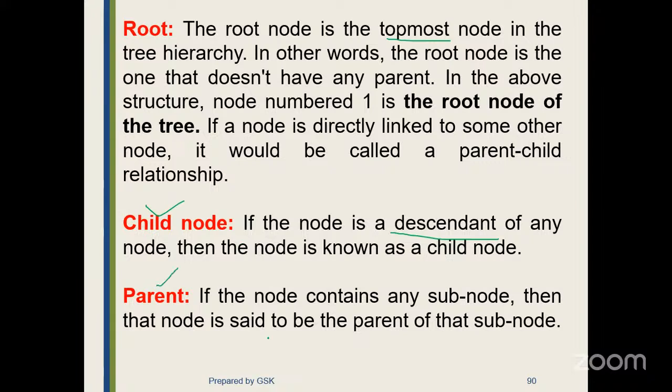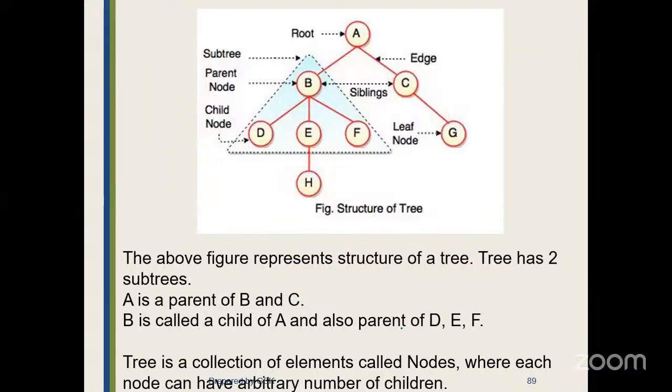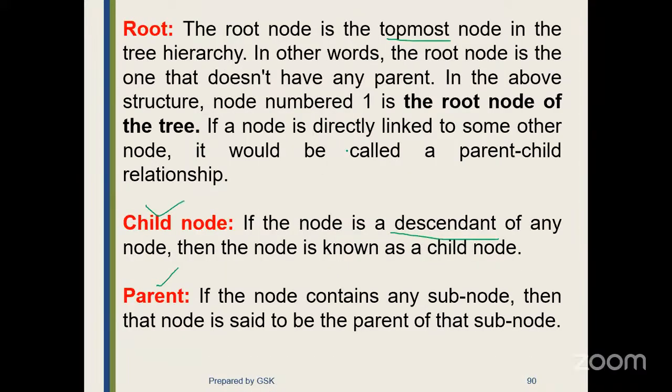Then parent node. If the node contains any subnodes, then that node is said to be the parent of the subnodes. If we observe, B is a parent node because it directly has the subnodes D, E, F. D, E, F are subnodes for the B node. That's why B node is a parent node for D, E, F.